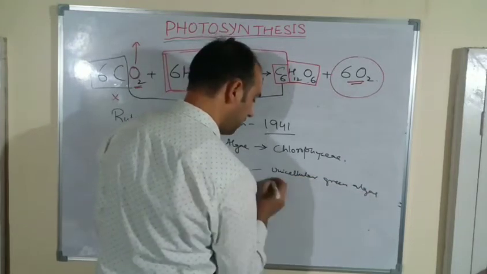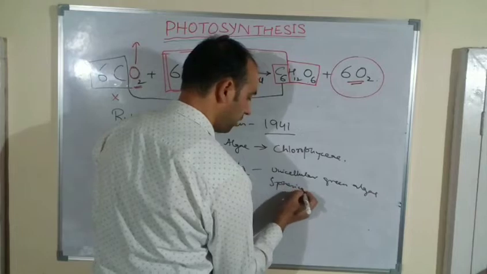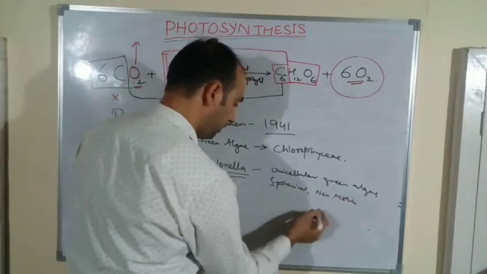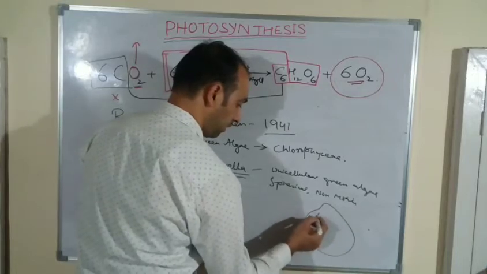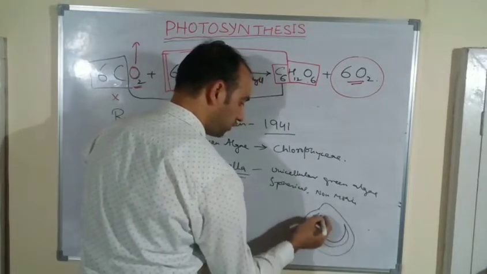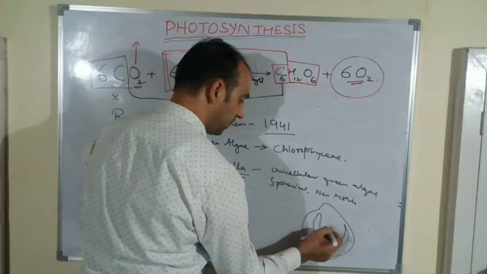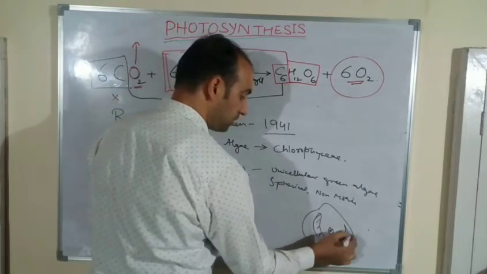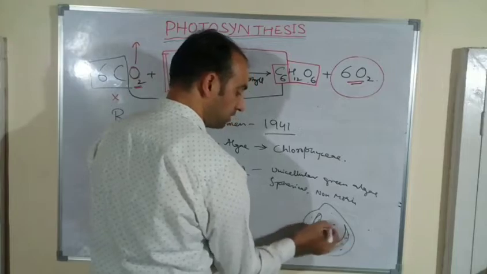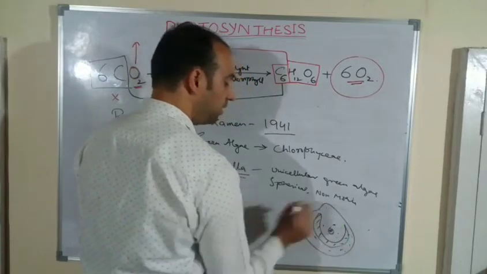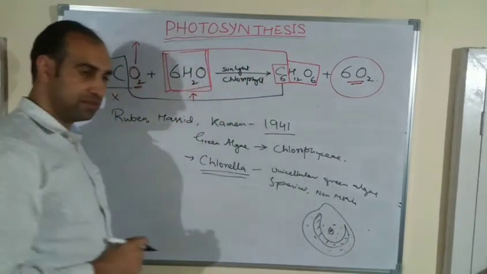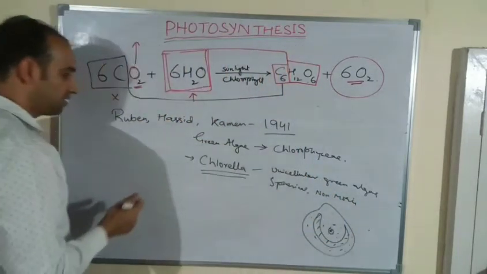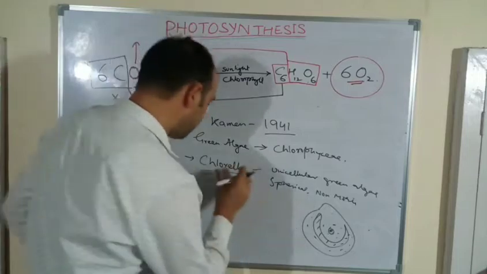It is spherical and non-motile. Okay, it has a bell-shaped chloroplast with a central nucleus, without any flagella. It has chloroplast pigment, and it has the protoplast. Cytoplasm and nucleus, both together, we call the protoplast. They performed the experiment in the chlorella.